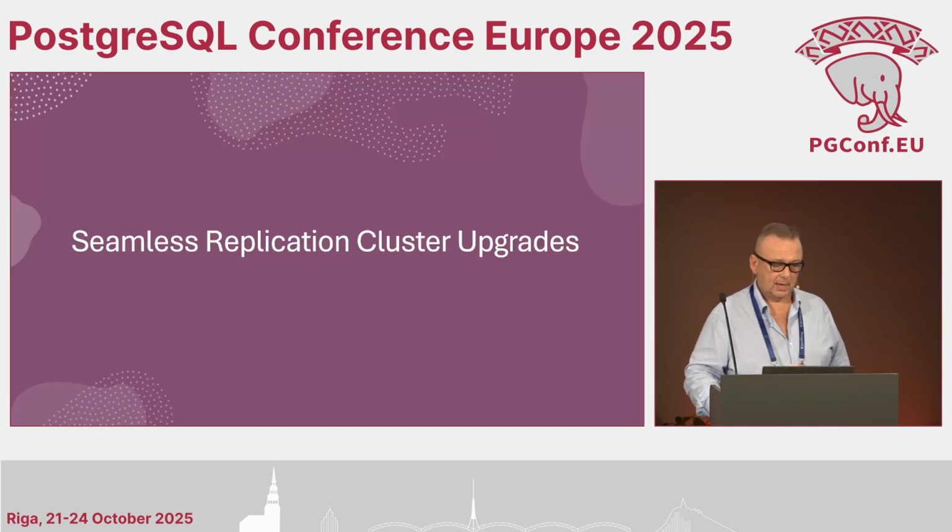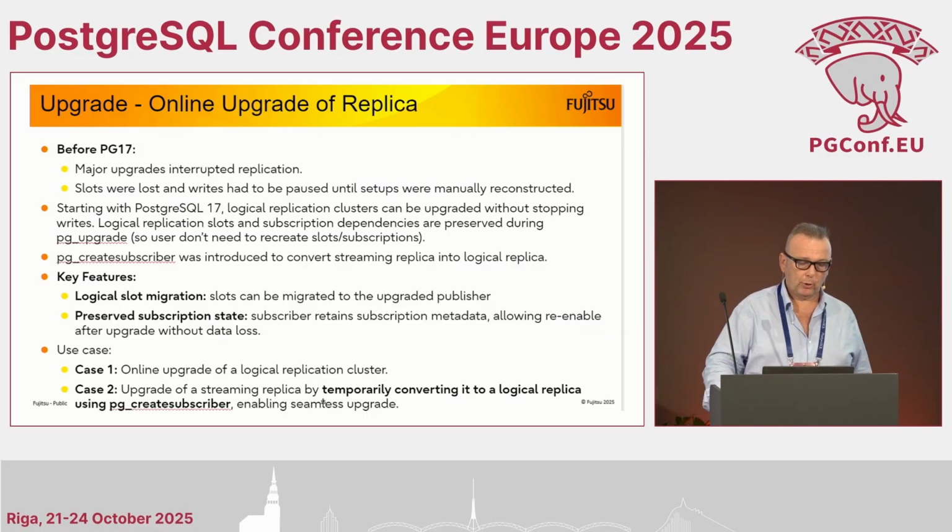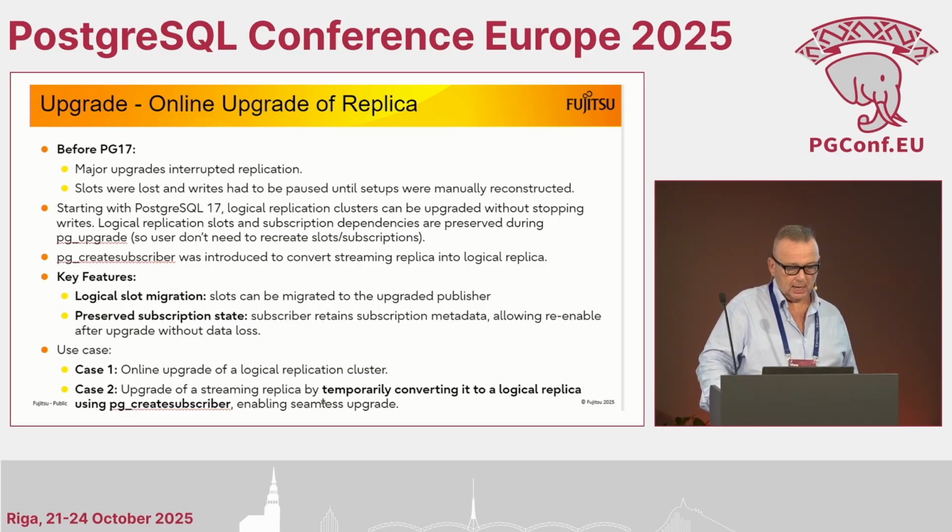So one of the other features is seamless replication cluster upgrades. Before Postgres 17, major upgrades interrupted replication. Slots were lost, and writes had to be paused until setups were manually reconstructed. For in-place upgrades using the built-in pg_upgrade, the weaknesses were, first of all, downtime, and secondly, breaking streaming replication, because streaming replication requires the Postgres major versions to be matching.